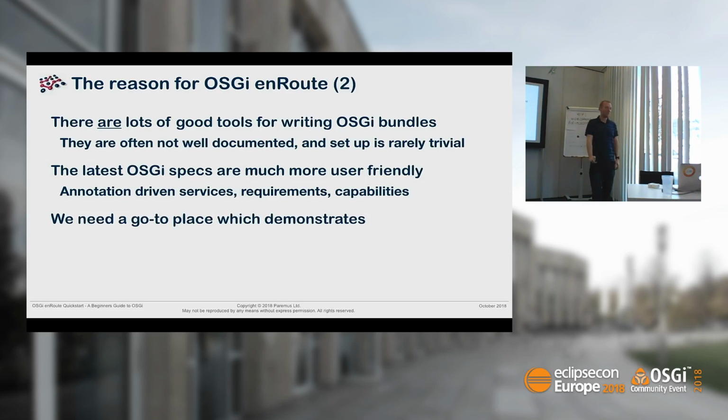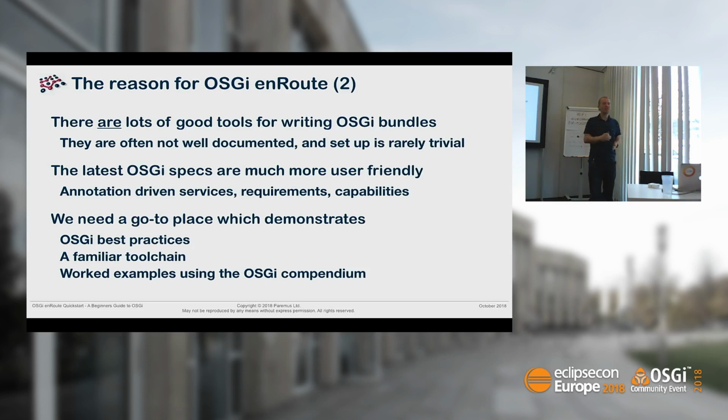So what we needed was a go-to place where you could demonstrate things like the best practices, what we should be using. Some kind of tool chain that isn't completely new and scary for everyone who comes across it. This is for people who don't know OSGi. They've never heard of BND before. And then we need some worked examples. We need the OSGi compendium that contains all this cool stuff. We need people to actually be able to say, okay, that's the bit I want, and that's how I use it. Great.